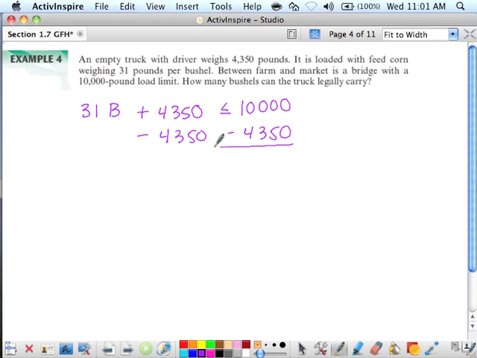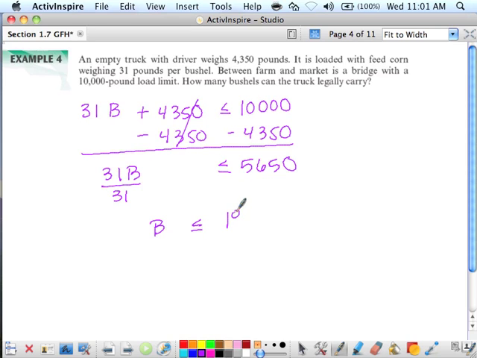5,650. And then we have 31B is less than or equal to 5,650 pounds. Divide both sides by 31. 182.26. And that means our bushels need to be less than or equal to 182.26. Could you round that? It doesn't tell us what to round to, so let's just say 0.26. Okay?